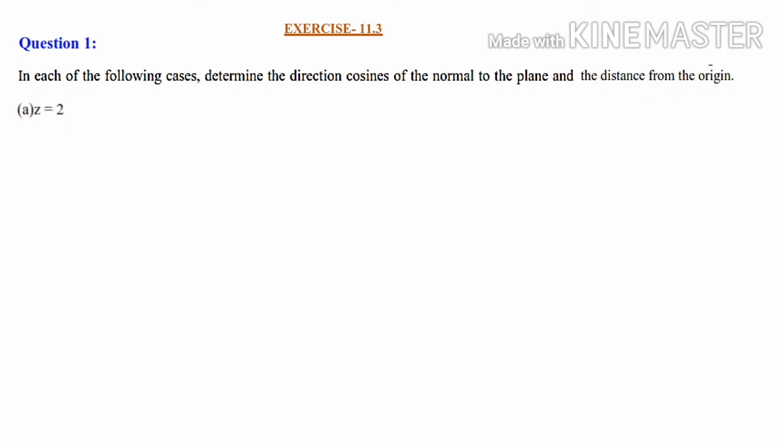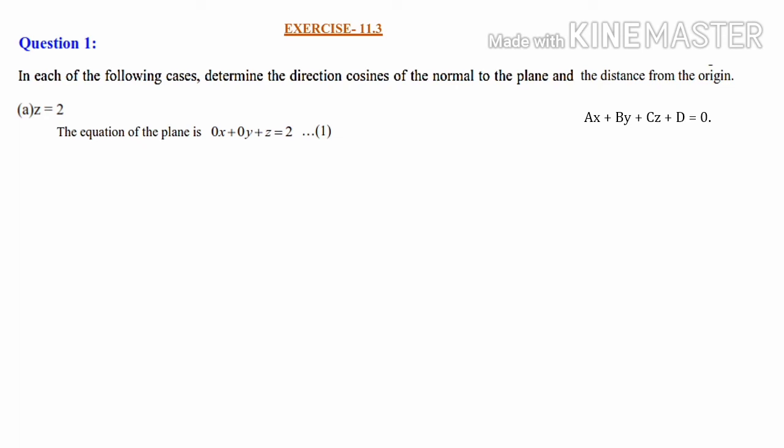First equation is z is equal to 2. First of all, we have to write this one in standard form, that is 0x plus 0y plus z is equal to 2. Label it as equation number 1. We have learned while learning the basics of plane, the general equation of plane is ax plus by plus cz plus d is equal to 0.